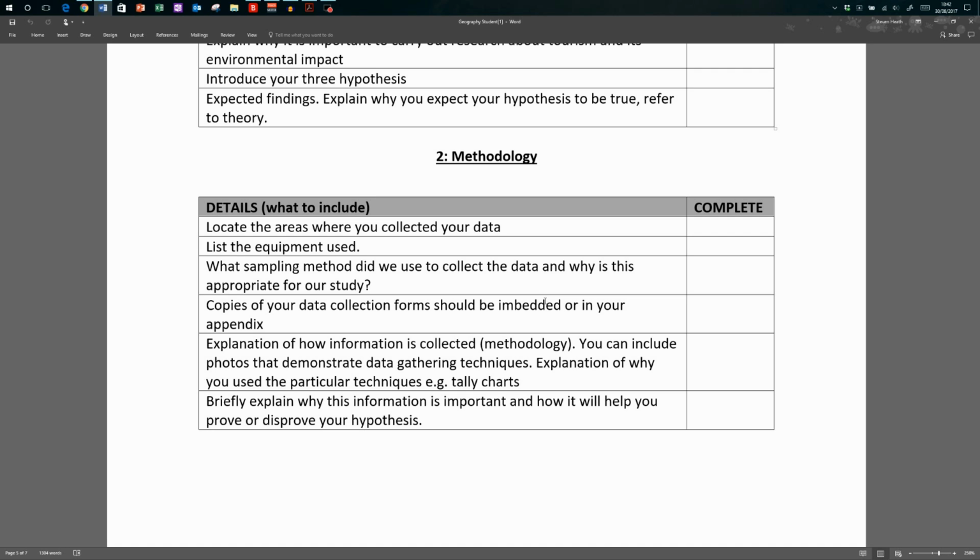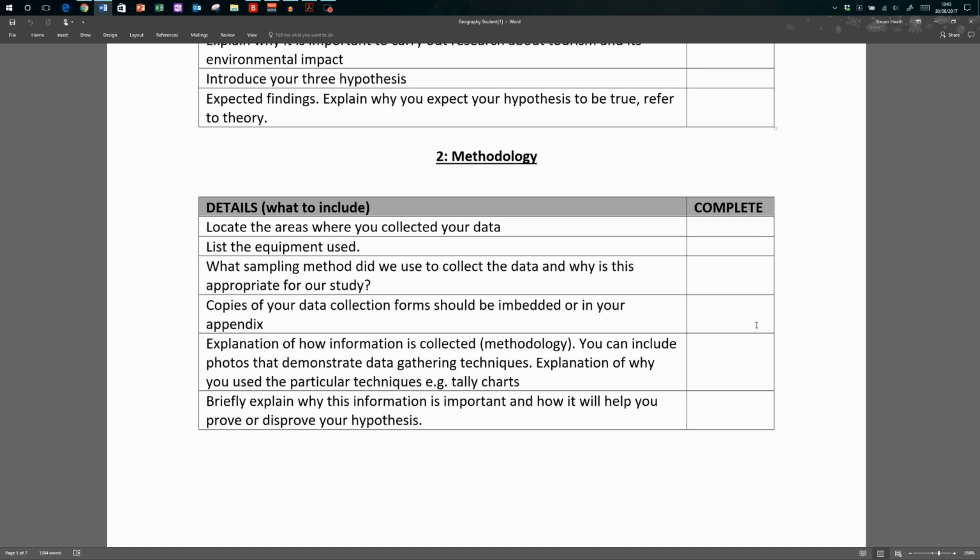Sometimes it's quite important to show your data collection sheets. A good place to put them is in your appendix at the end. Typically speaking, you don't get marks for your appendix, but it's always a good place where the moderator and your teacher can go and look things up to see how it fits into the grand scheme, the big picture of your coursework. Then you need to explain how you specifically collected the information.